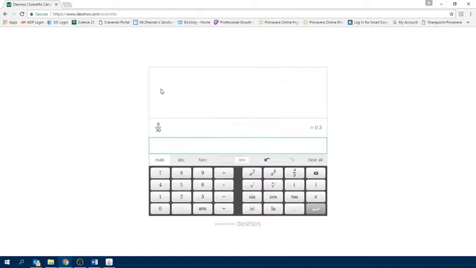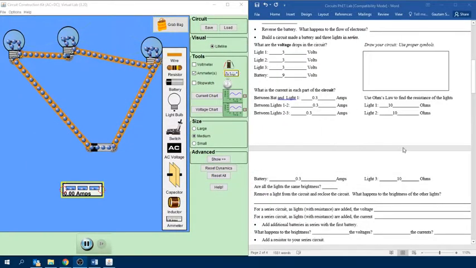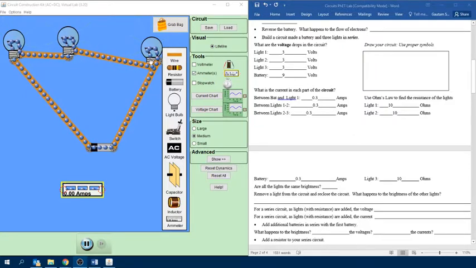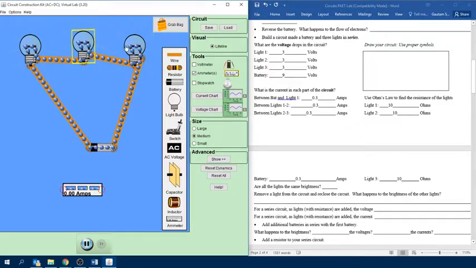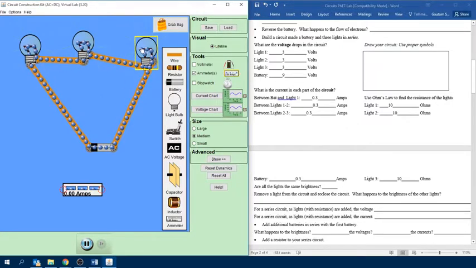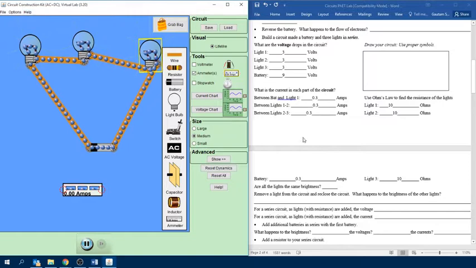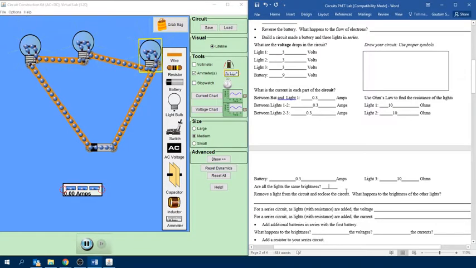So we can see that even if we can't directly measure the current inside the battery, we can measure the current on either side of the battery, and we can calculate it using Ohm's law. All right, so are all the lights the same brightness? The answer to this, we should say, is yes, and we could tell by the number of little white lines they have with them. So, yes.